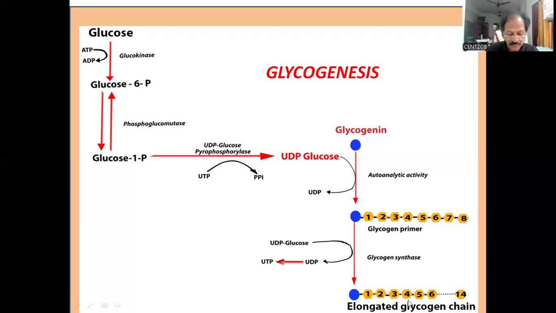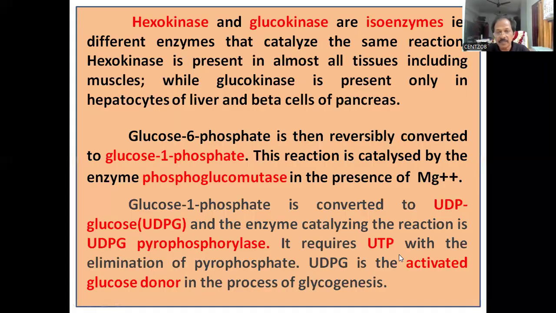Then, lengthening of the chain. The glycogen synthase enzyme transfers the glucose from UDPG onto the non-reducing end of the glycogen primer. The glucose molecules are linked by alpha 1,4 linkage. Then we can see the branching process.